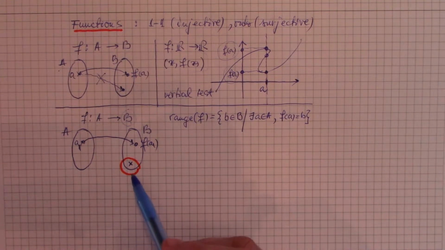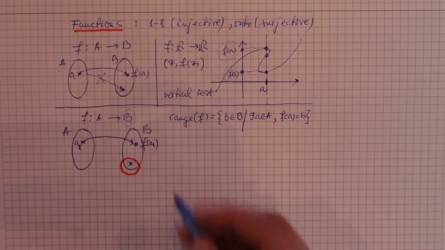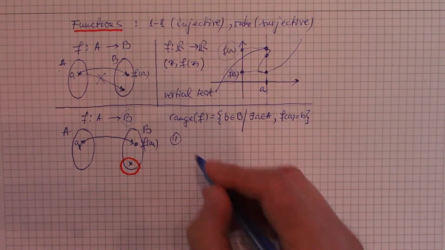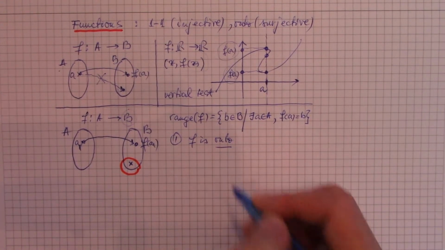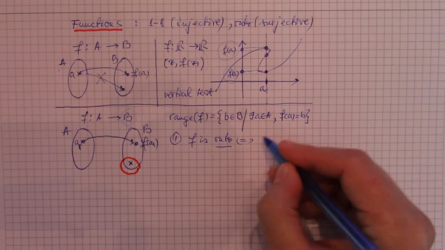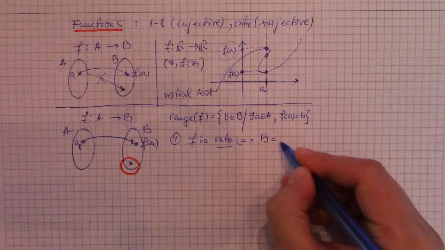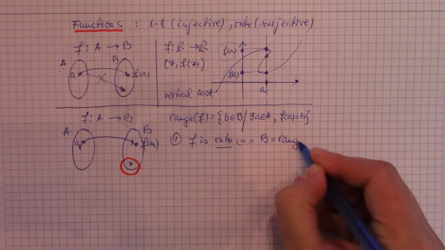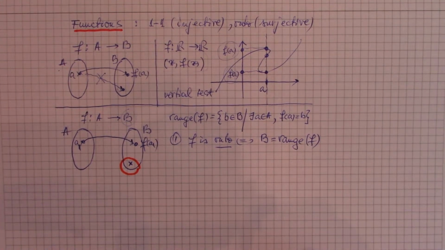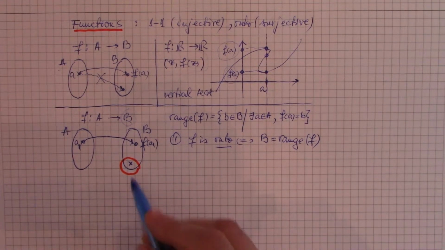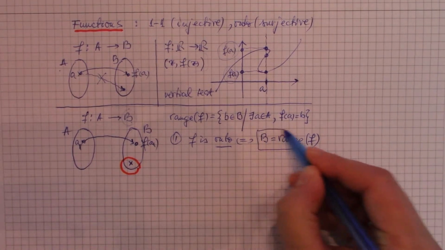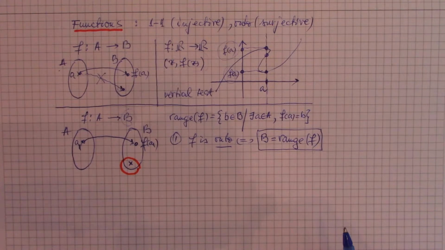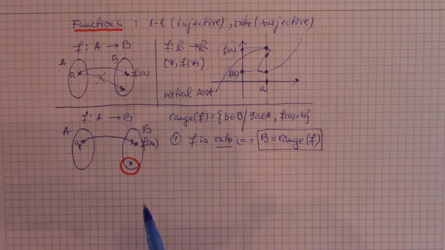Okay, so now a desirable property of a function would be, let's call it here 1, and we say that f is onto if and only if the codomain of it, so B, is equal to the range of f. All right, very simple property saying that no points in the codomain are left out, so B is equal to the range of f. Very simple, and you'll see why this is a very nice property for a function to have.